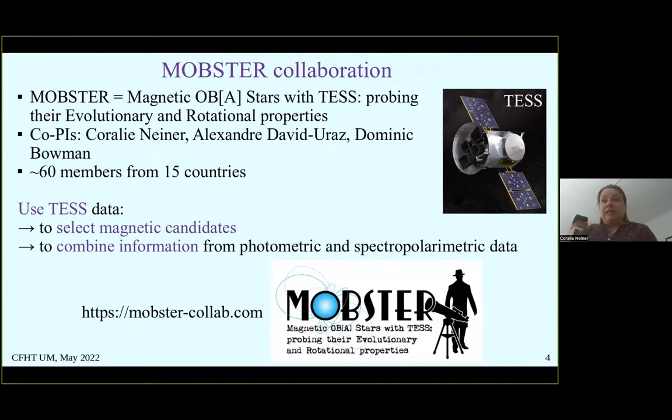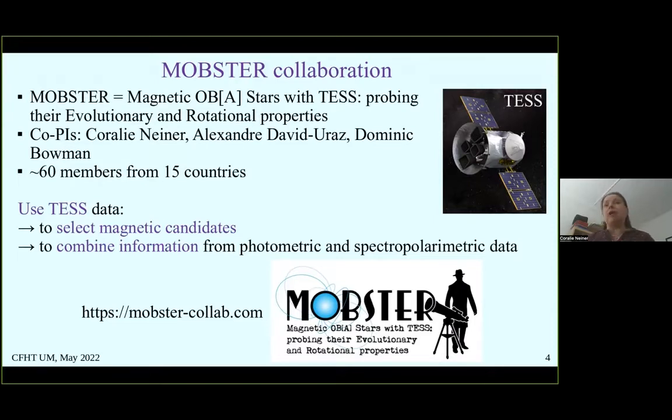So to answer these questions and tackle these issues, we created the MOBSTER collaboration about 3 years ago. MOBSTER stands for Magnetic OBA Stars with TESS, probing their evolutionary and rotational properties. And Alexandre David-Uraz, Dominique Baade, and myself are the co-PIs of this collaboration, which is composed of about 60 members from all over the world.